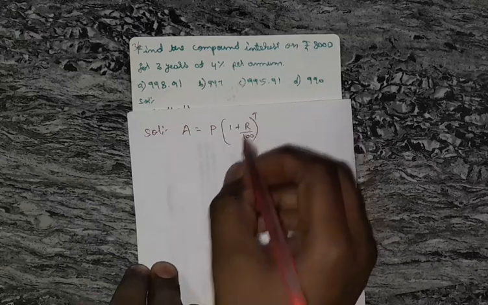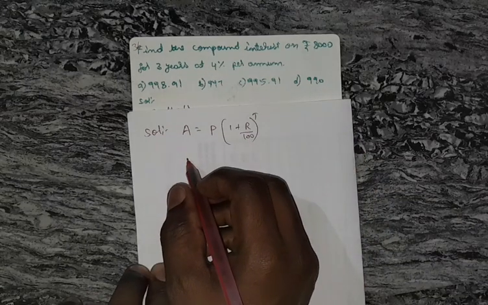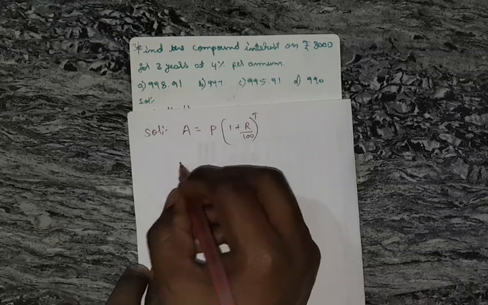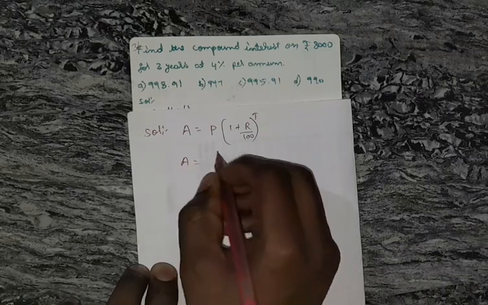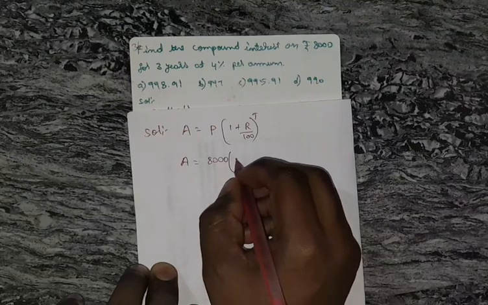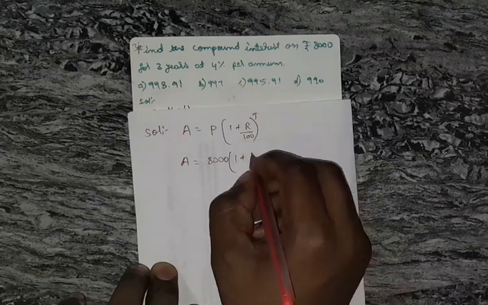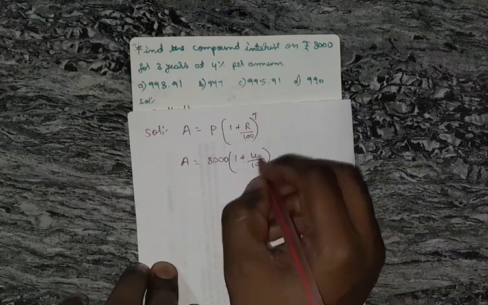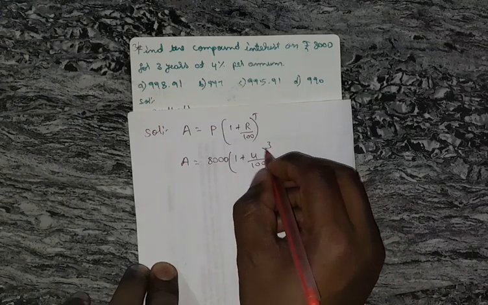to the power of t. The amount, we have to find the compound interest. So here P is 8,000 and 1 plus r, the rate, is 4%. Now T is for 3 years.